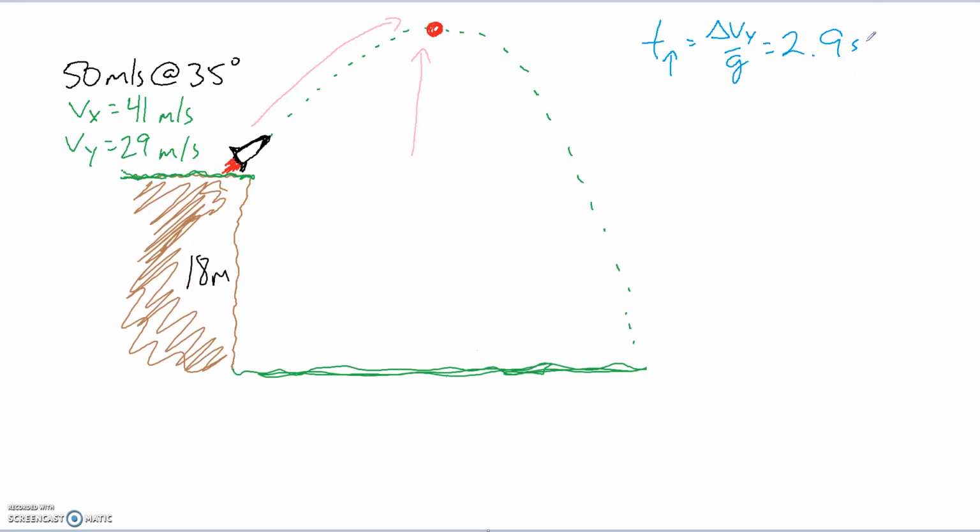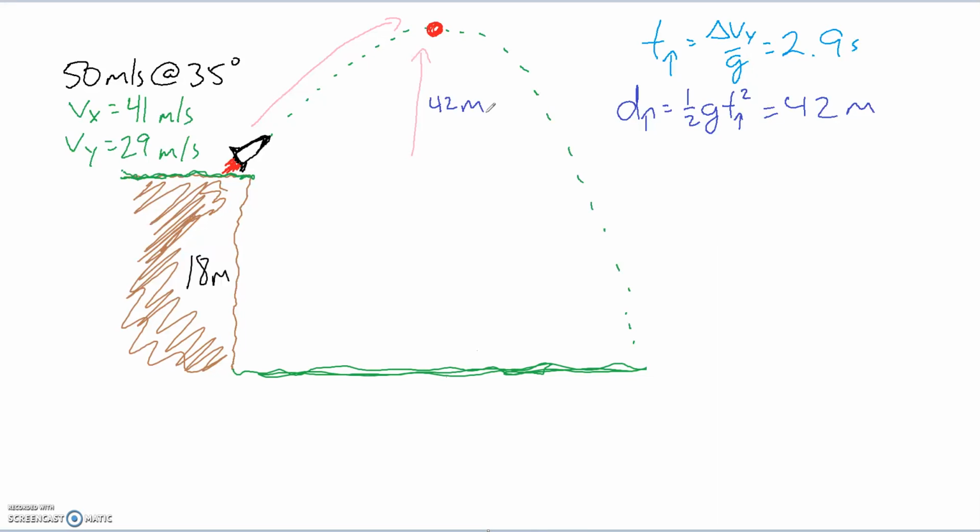Okay, now I can also find out how high it goes. If I want to find out how high it goes, I can use a couple expressions, but one that works really nicely is to use the 1/2 at squared, and I would only want to use the time on the way up. So if I do that, I can find out that it goes about another 42 meters in the air. So this right here would be another 42 meters.